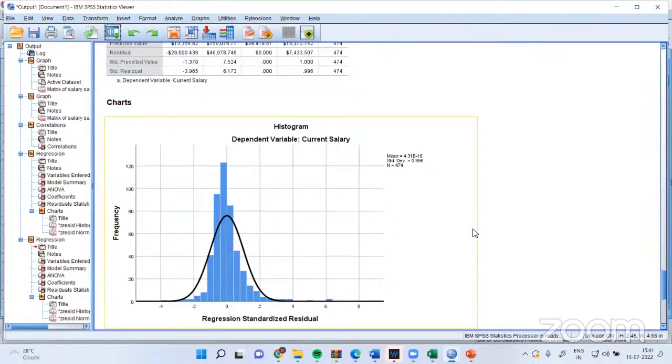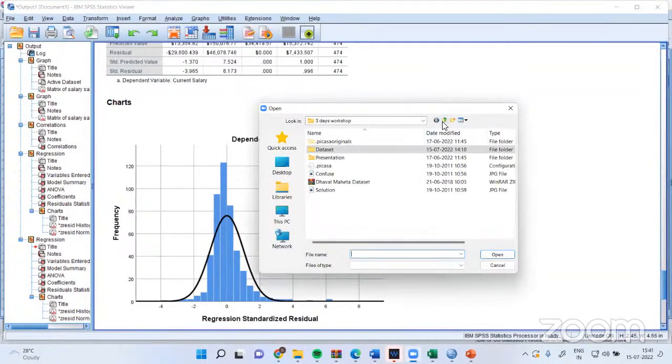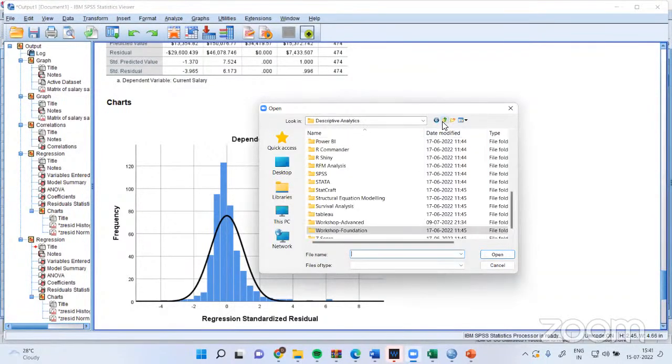Okay. So now we start factor analysis. It will take 15 minutes. Any questions, please ask. Meanwhile, I am uploading the factor analysis data on the Zoom chat box. Kindly take it in your window.